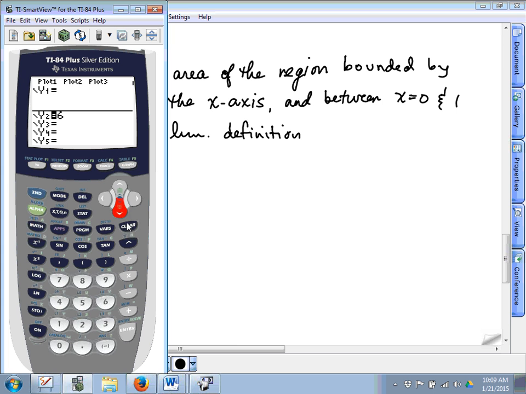So go into y equals, type in the function, in this case x to the third. I'm going to change the window, because we're only going between 0 and 1. I'm going to put the x min at 0, x max at 3, and then y from 0 to 10. Pretty much I just want to see the function in the first quadrant. You guys with me?